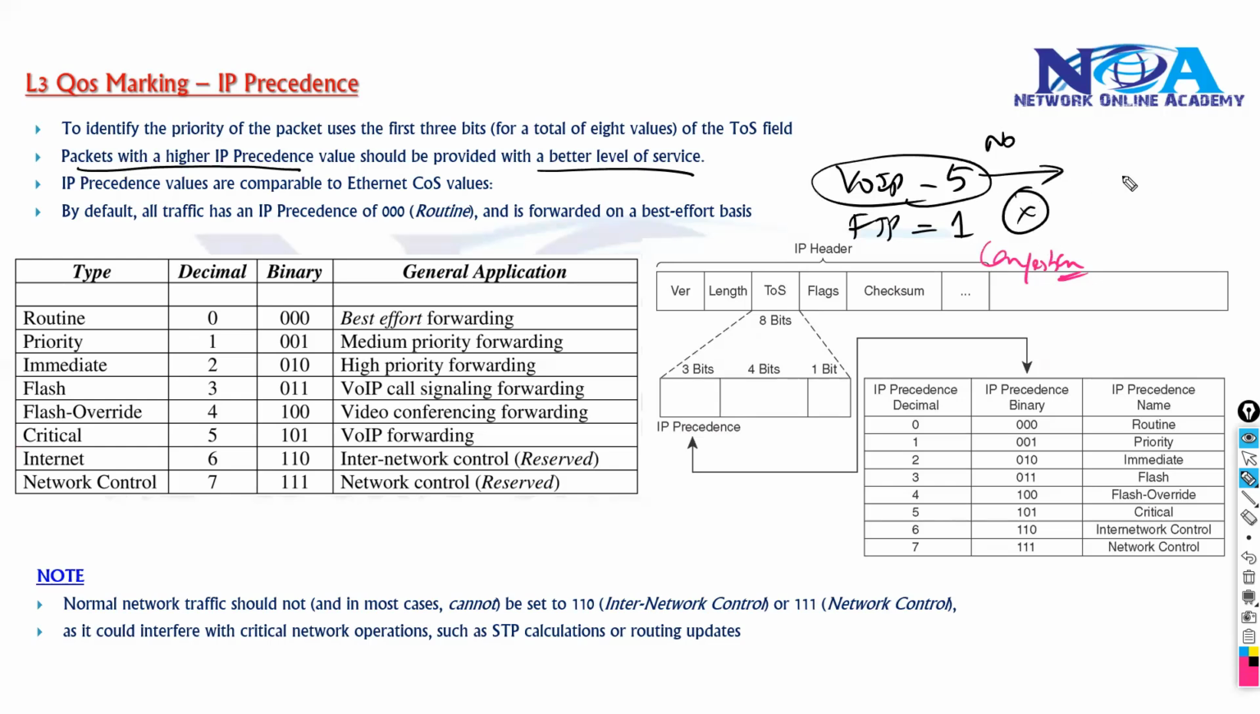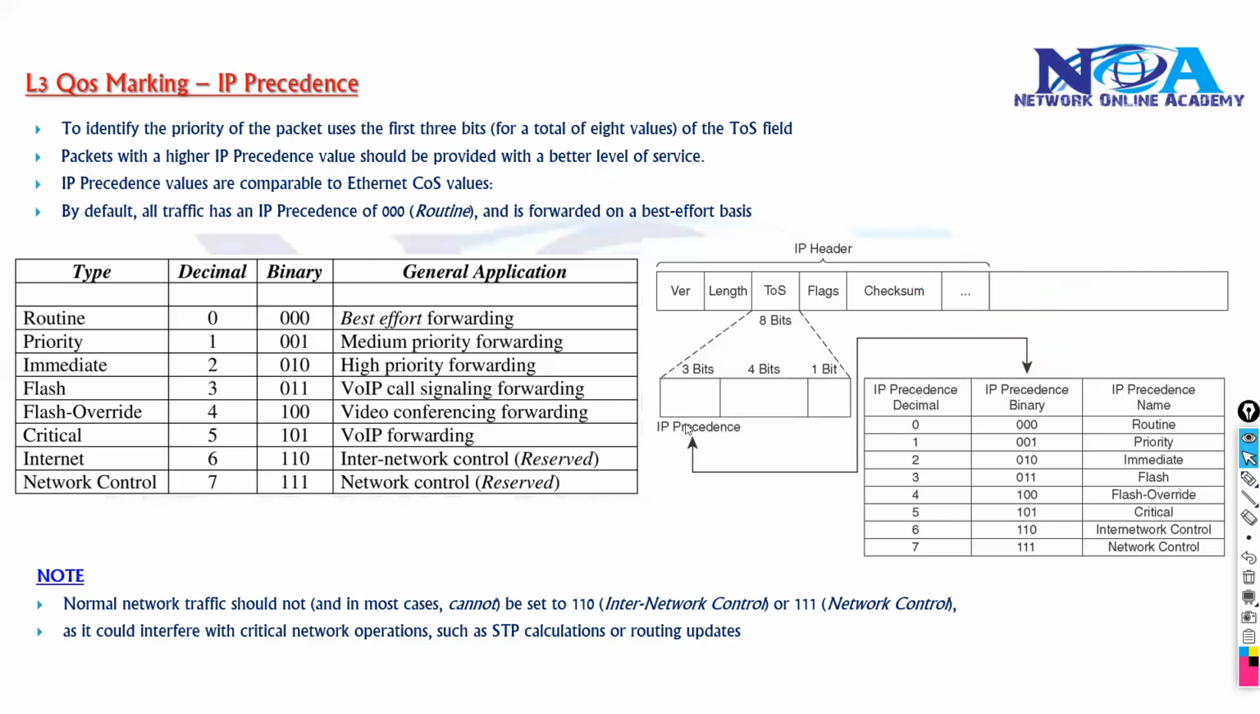So automatically it will say this traffic will be sent first. And if there is any possibility or requirement to drop, it is going to drop the FTP traffic compared to the VoIP traffic. So depending upon these marking values, the networking device will decide the priority for that particular traffic.